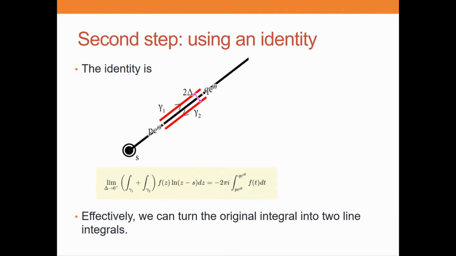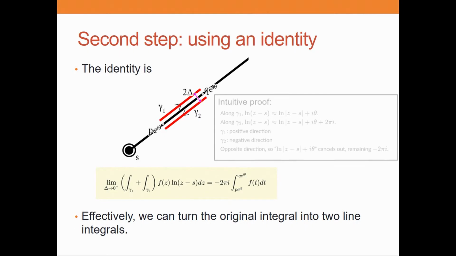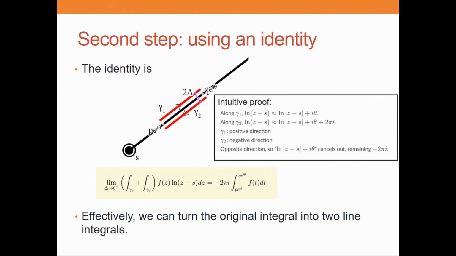For the second step, we will use an identity. The identity is, in short, an equation relating a general form of an integral to a sum of two line integrals. I can provide an intuitive proof for this.